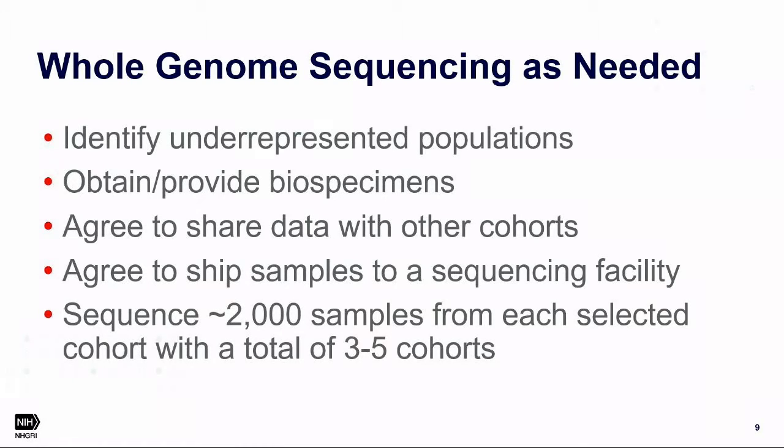As I said before, considering the lack of genetic information from underrepresented populations, it might be necessary to identify underrepresented populations for whole genome sequencing. Those cohorts need to provide biospecimens, agree to share their data with other cohorts, and agree to ship samples to a sequencing facility. The genome-wide sequencing might be conducted in 3 to 5 cohorts with around 2,000 samples from each cohort.